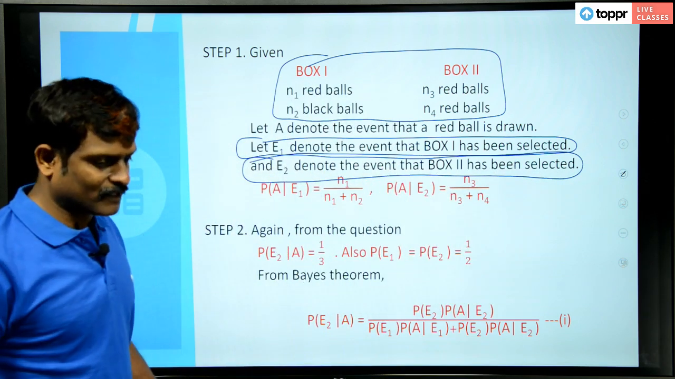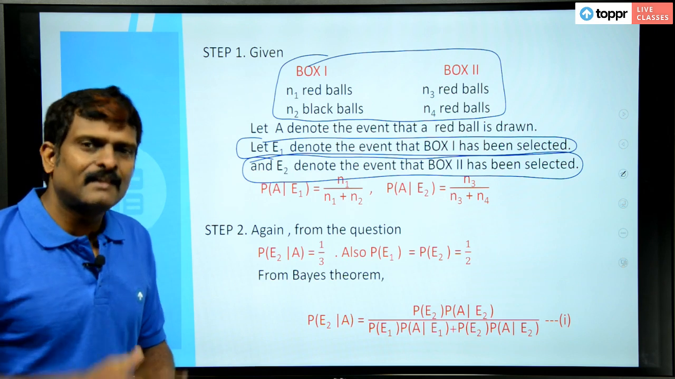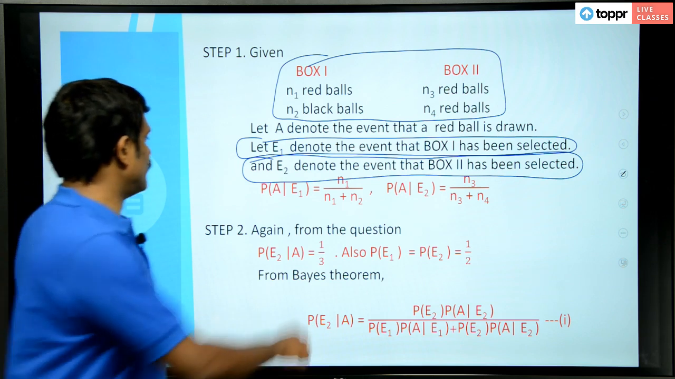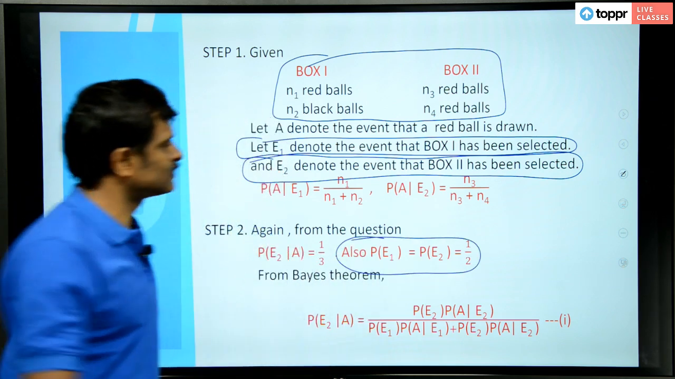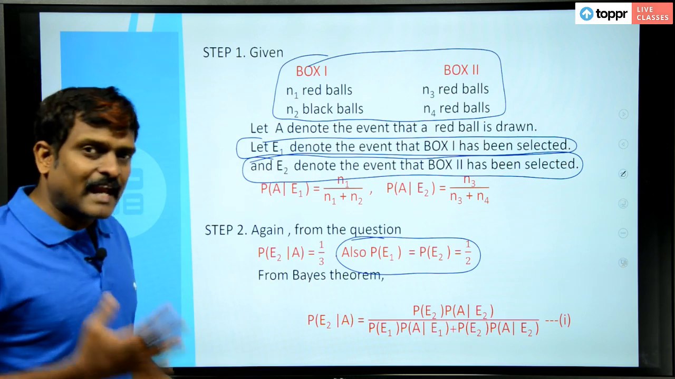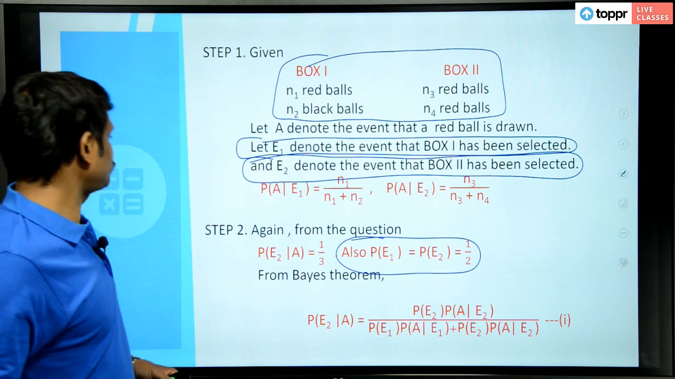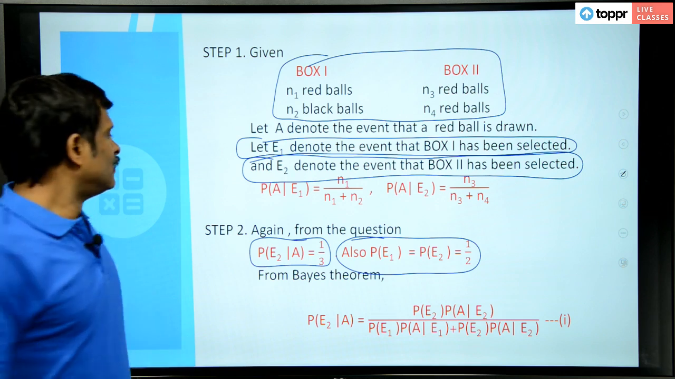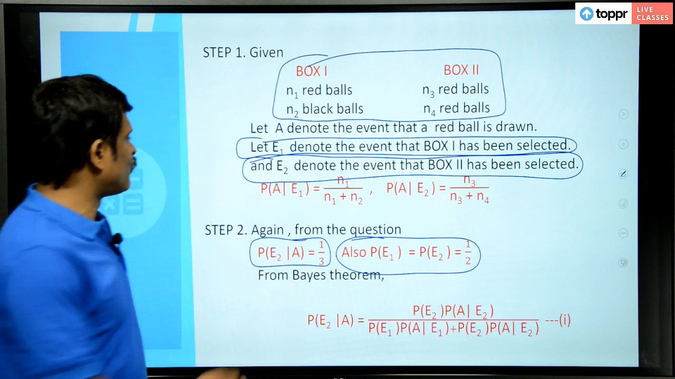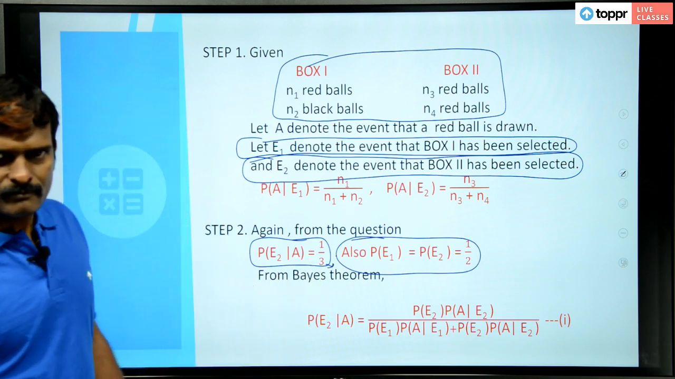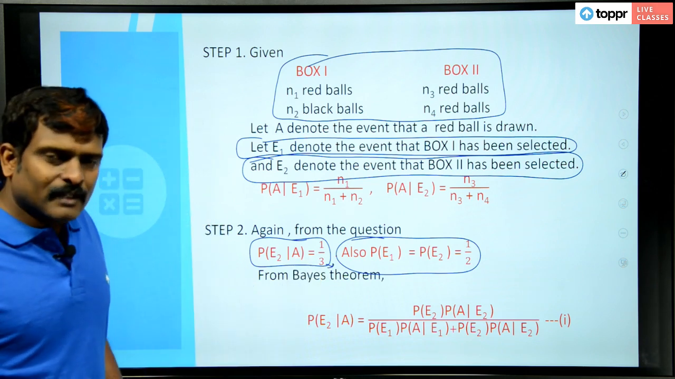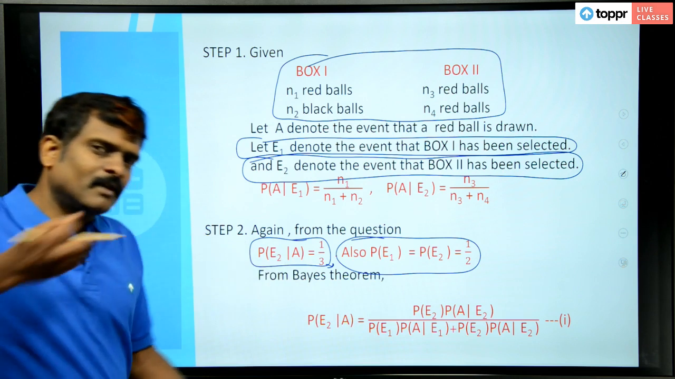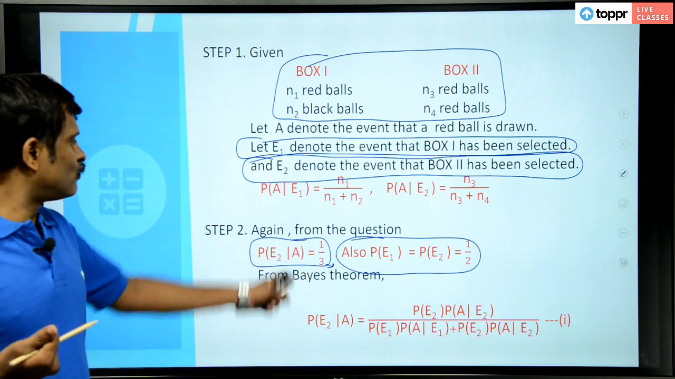So, here two experiments are there. First one is selecting a box, then picking a ball. Selecting a box is 50-50, that is already given to us, it is a random selection, and then selecting a red ball from it. Also, when you select box 2 and then a red ball, the probability of E2 given A is 1 by 3, that is what is given to us. It is a red ball we know, then what is the probability that it came from E2, which is 1 by 3.